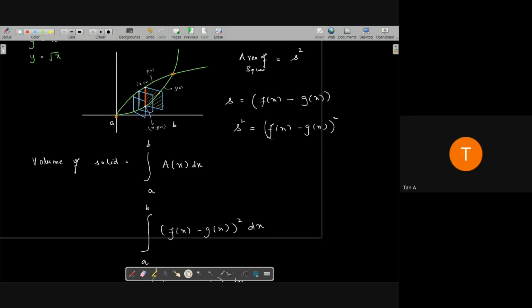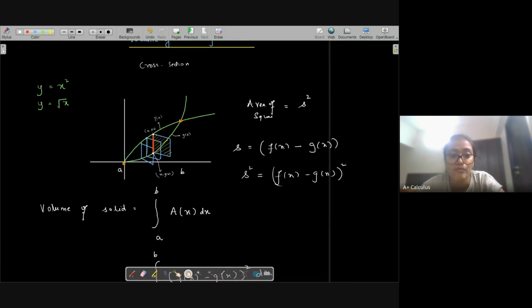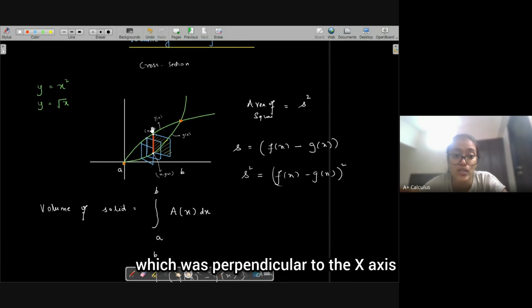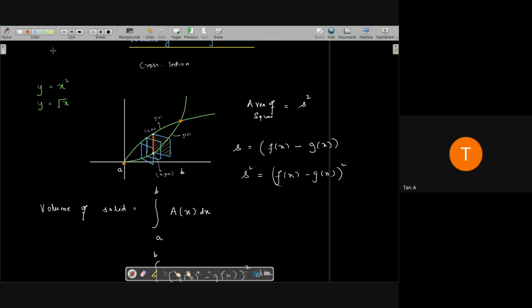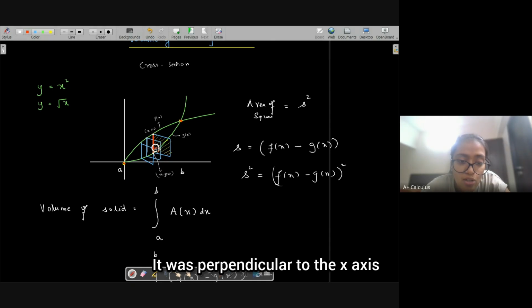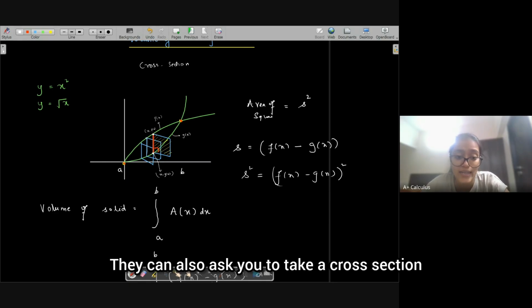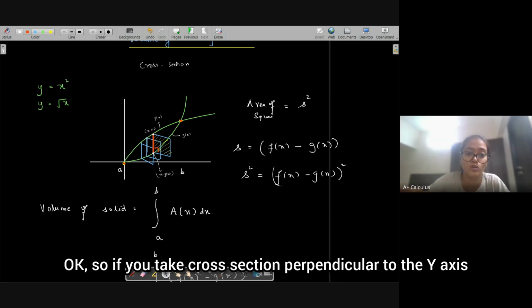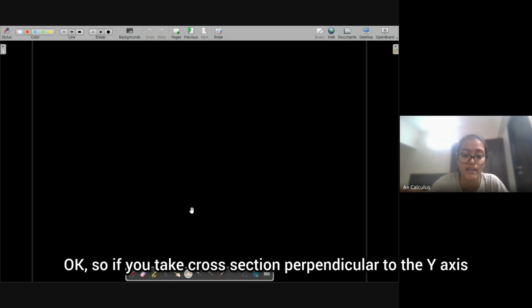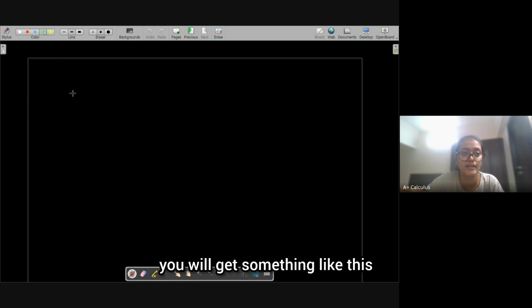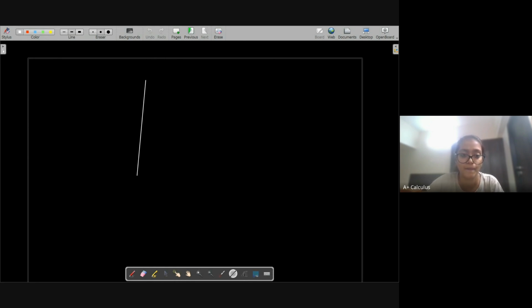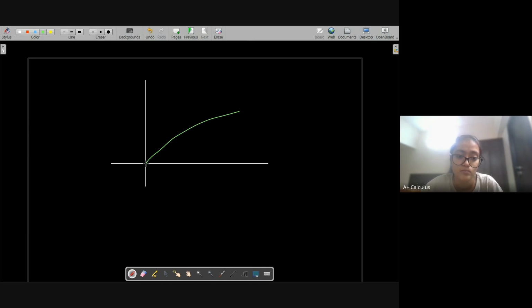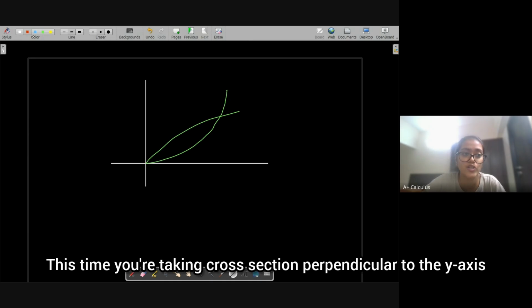Now, in this question, we took a cross section which was perpendicular to the x-axis. They can also ask you to take a cross section perpendicular to the y-axis. So if you take a cross section perpendicular to the y-axis, you will get something like this. This time you are taking a cross section perpendicular to the y-axis.